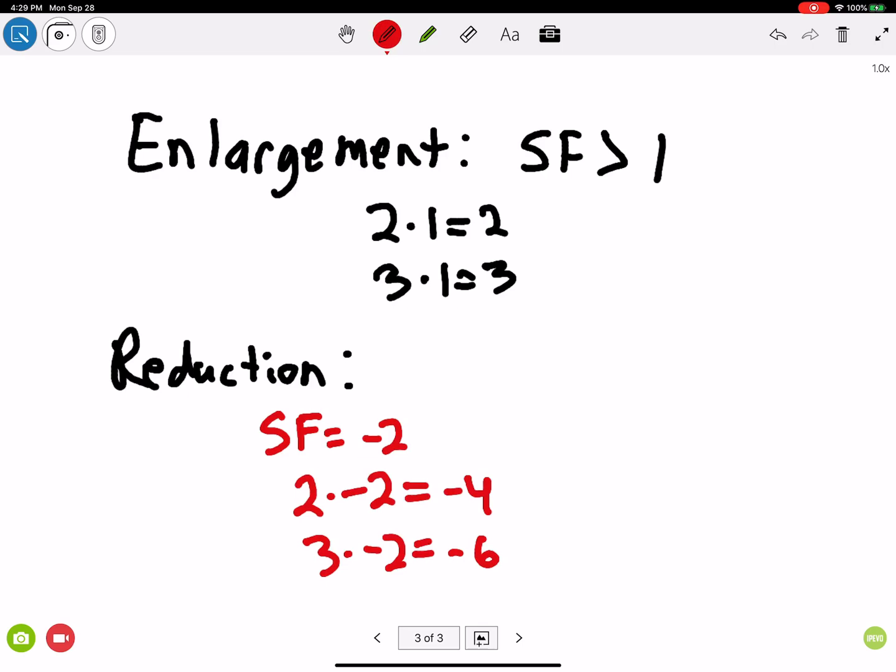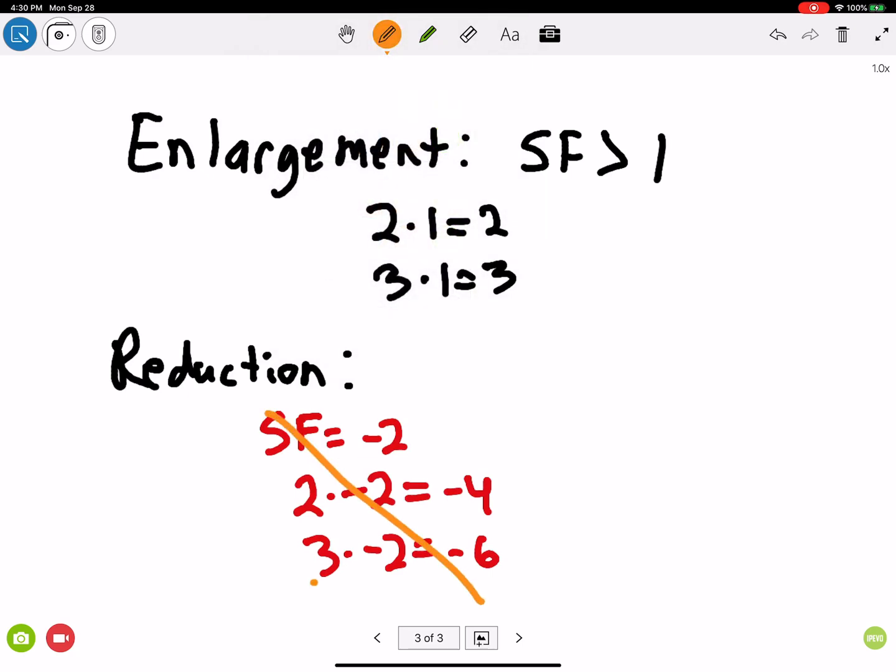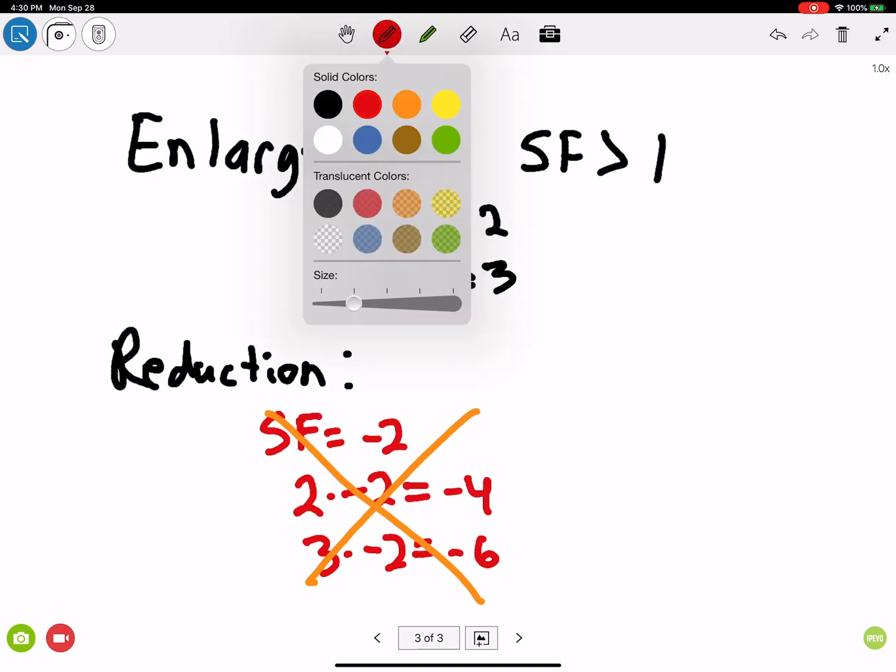What does that look like? Can I walk -6 feet? No. Even if I walk backwards, that distance is only 6 feet. It's positive. All distances are positive. All units of measure are positive. So if I'm doing a reduction, I can't do this. No negatives.